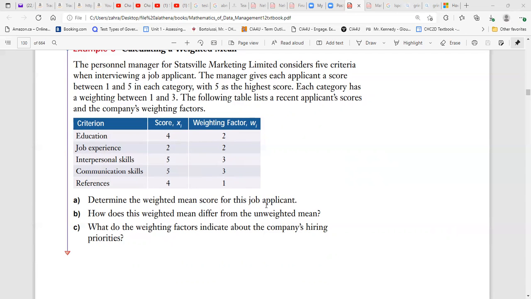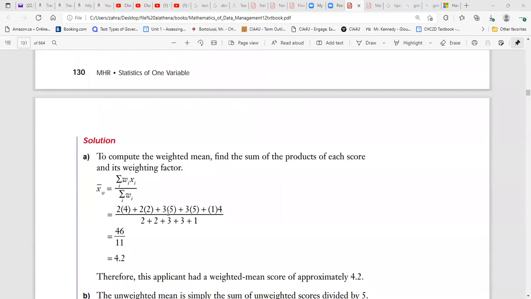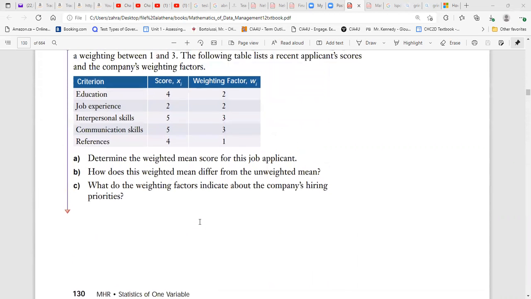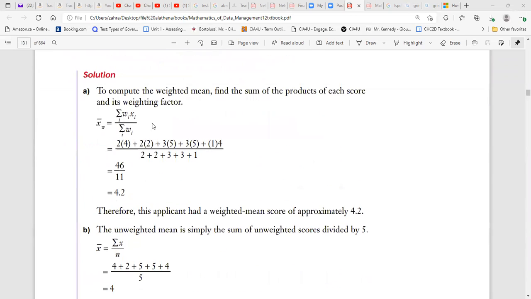If you want to find the mean value for this job, you say 4 multiplied by 2 plus 2 multiplied by 2 plus 5 multiplied by 3 plus 5 multiplied by 3 plus 4 multiplied by 1 in the numerator. And then you add your weights: 2 plus 2 plus 3 plus 3 plus 1 in the denominator. Then the mean score is 4.2.